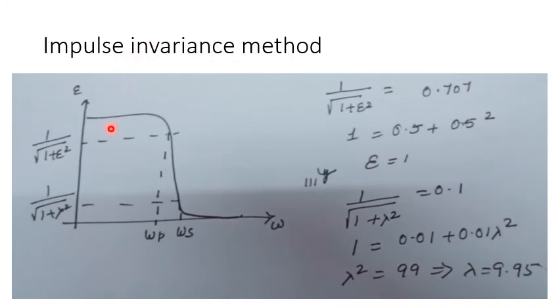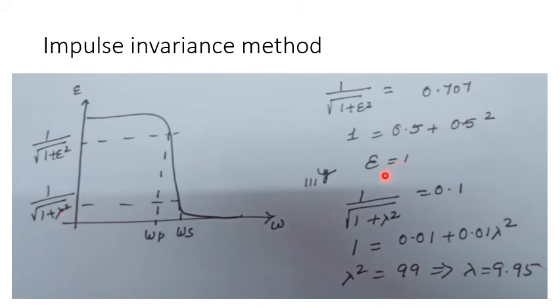Now, I told you that it is a low pass filter. So in the impulse invariance method, the approximation value 1 over square root of 1 plus epsilon square is equal to 0.707. We all know that this is a 3 dB value, right? Midband frequency over root 2 is equal to the 3 dB value, so 0.707. And here, 1 over square root of 1 plus lambda square.